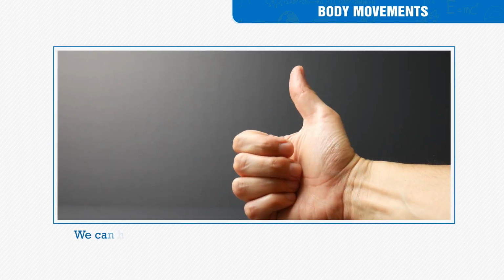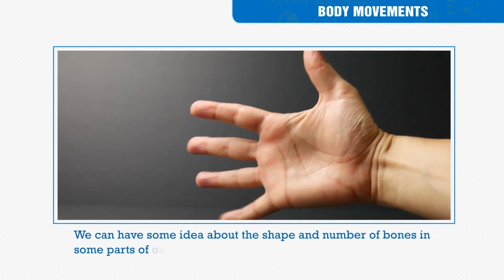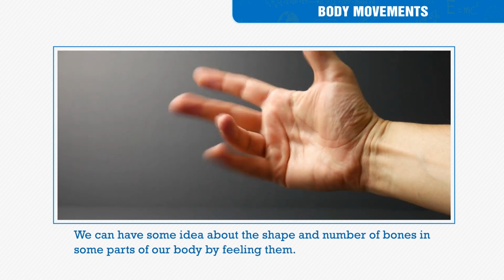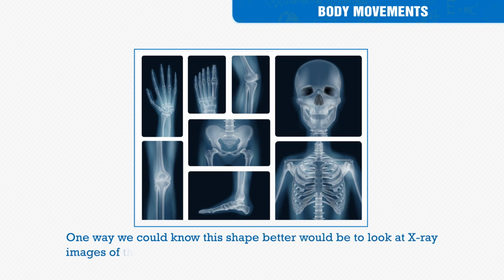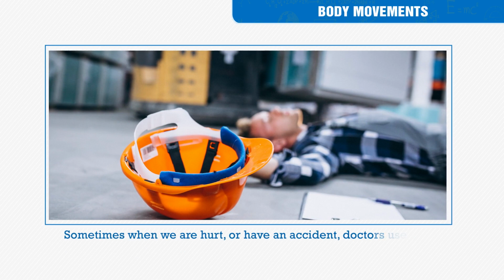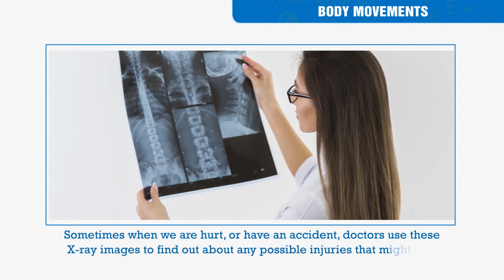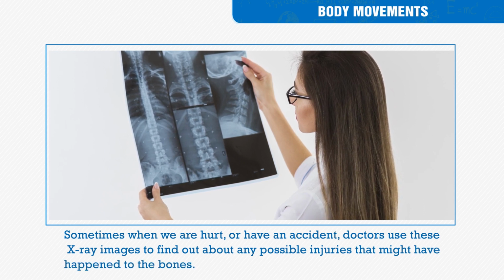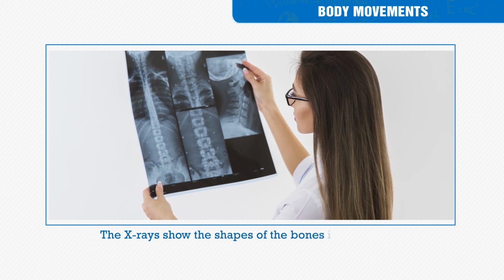We can have some idea about the shape and number of bones in some parts of our body by feeling them. One way we could know this shape better would be to look at X-ray images of the human body. Sometimes when we are hurt or have an accident, doctors use these X-ray images to find out about any possible injuries that might have happened to the bones. The X-ray shows the shapes of the bones in our body.